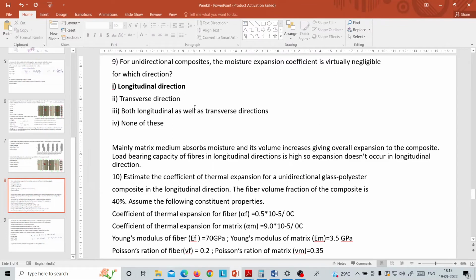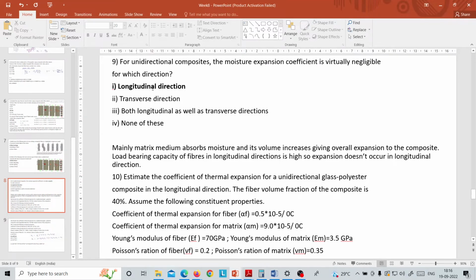In the next question, they have asked for which of the following cases the moisture expansion coefficient is virtually negligible for a unidirectional composite. Moisture expansion mainly occurs only in resins, that is the matrix medium. The fibers are quite stiff and chemically resistant, so they won't actually absorb moisture. They'll remain as they are, while the matrix will expand noticeably. So if it's pure matrix, then a significant amount of expansion is seen as soon as water enters the matrix lattices, and the resin expands.